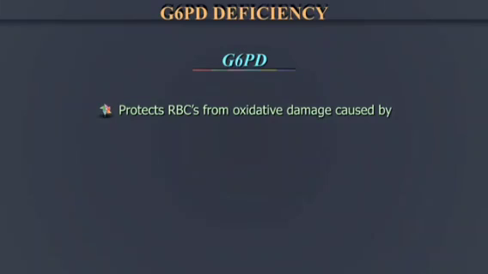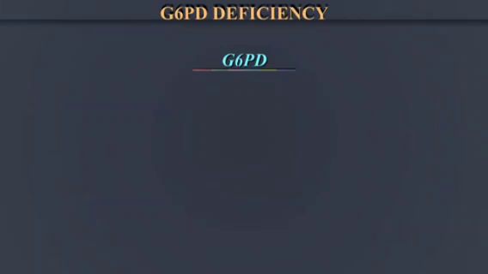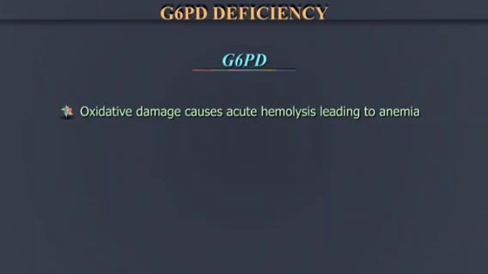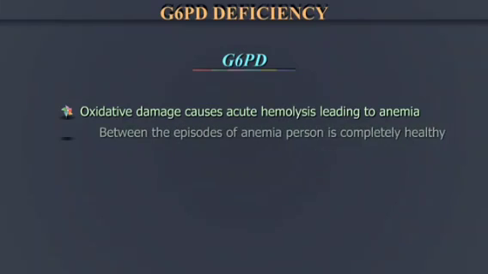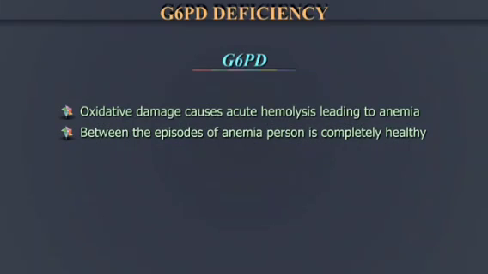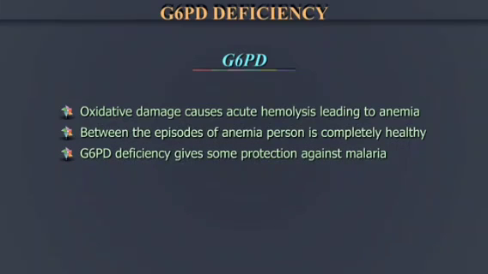G6PD protects the RBCs from oxidative damage caused by certain drugs, infections, and foods like fava beans, by producing the NADPH. Oxidative damage can cause acute hemolysis leading to anemia. Between the episodes of anemia, the person is completely healthy. Interestingly, G6PD deficiency gives some protection against malaria.